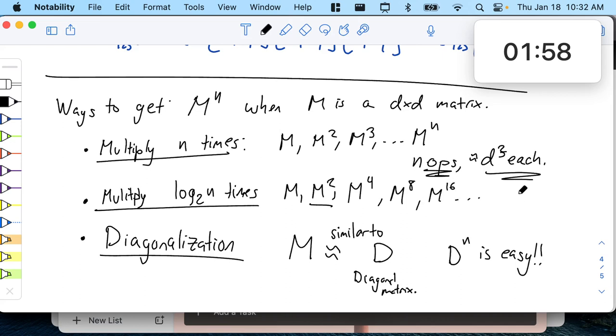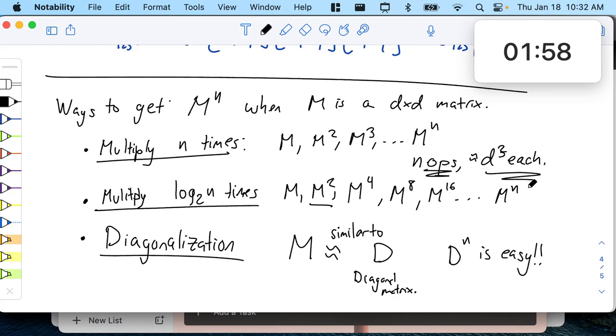All the way up to, eventually, okay, you have to do some shenanigans with the binary representation of n to make this work at the last step. But at the end, you're going to get m to the n, and instead of going up by 1 every time, you doubled every time. So it takes you log 2 n operations instead of n. This is a really good trick to know. It's really useful for all sorts of things.